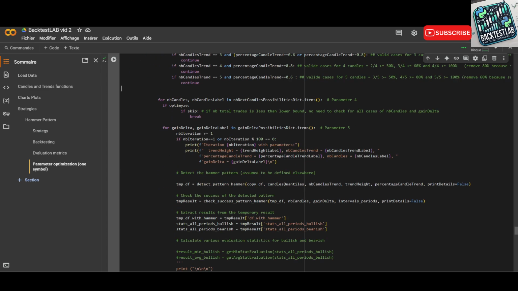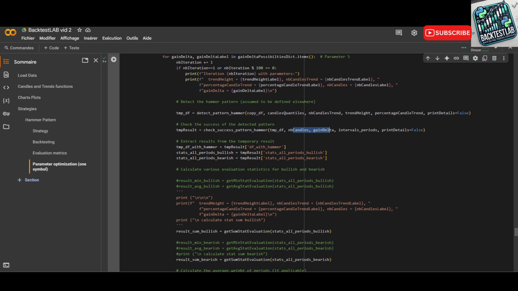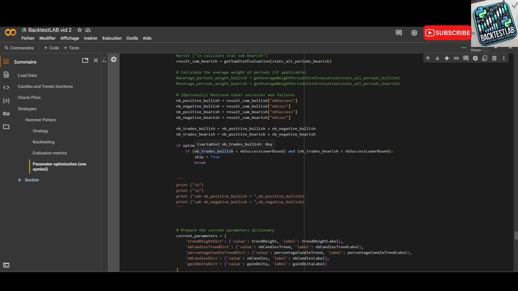Once I have the 5 parameters, I give the first 3 to detect the pattern hammer, and the last 2 for checking the success, and I store my results. This is basically for when I am using different periods, but in this video we are using only one period, which is the last 2000 days, so it is more than 5 years practically. And for each result I will check some constraints.